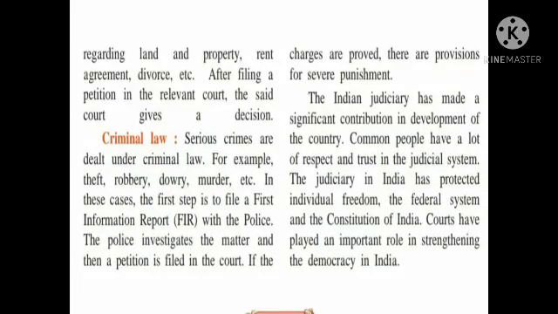And the last and the most important, my dear student, the Indian judiciary has made a significant contribution in the development of this country. Common people have a lot of respect and trust in the judicial system. I think you and I, or every individual, should rather trust the judicial system.